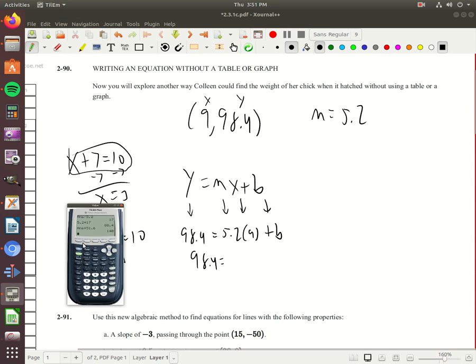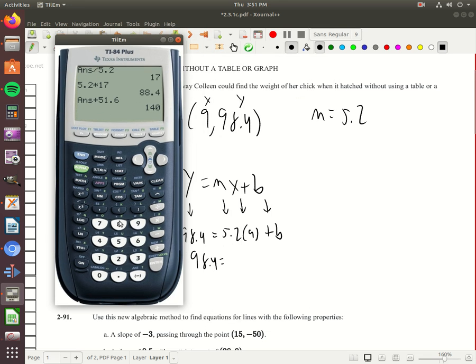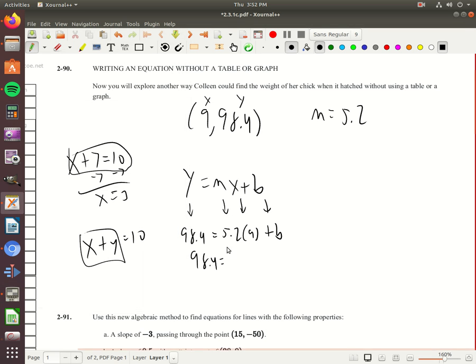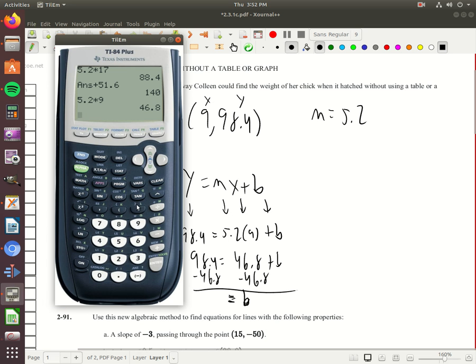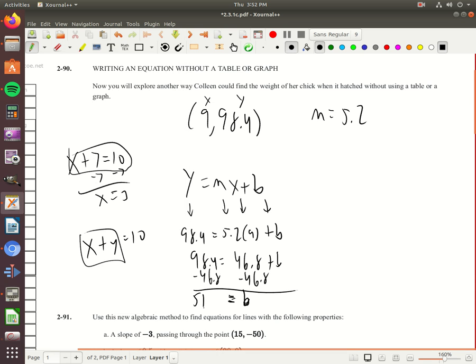So I will grab my calculator. I will say 5.2 times 9 is going to equal 46.8. I'll subtract 46.8 from each side. At this point, I'm getting anxiety because I'm worried that I guessed these numbers wrong. I was going by memory, and I'm hoping I didn't screw this up. 98.4 minus 46.8 equals 51.6. And I think that ended up being our y-intercept.